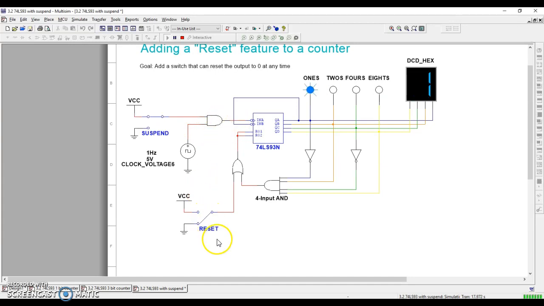But now, when I hit R for reset, it brings it back to 0 no matter where it was. 1, 2, 3, 4, reset, back to 0. Because again, right now it's a 1, which makes this a 1, which makes both of these a 1, which activates the resets and holds it at a 0. So that's how you add a reset feature to a counter. You now have pause and reset, and hopefully an idea of why we chose those gates.